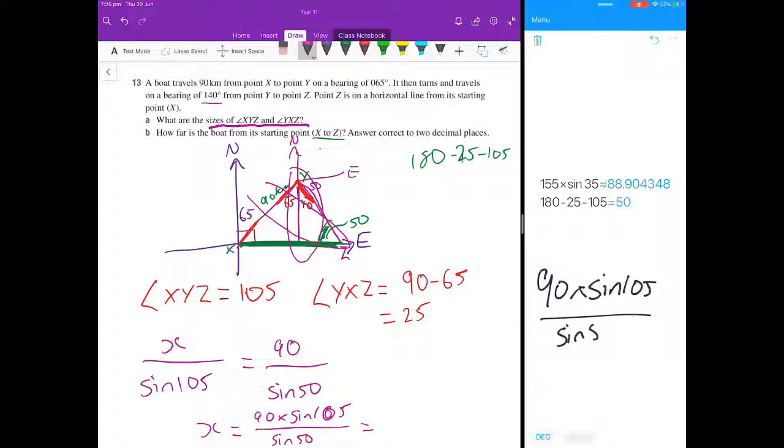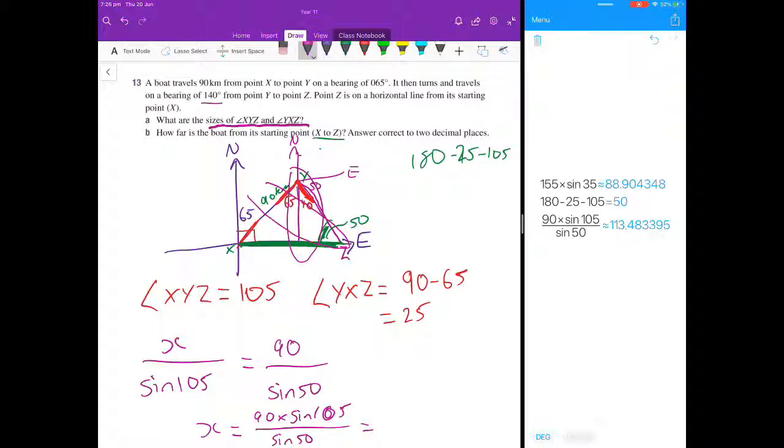Calculators are calculating. We calculate with calculators while we calculate. So 113.48.